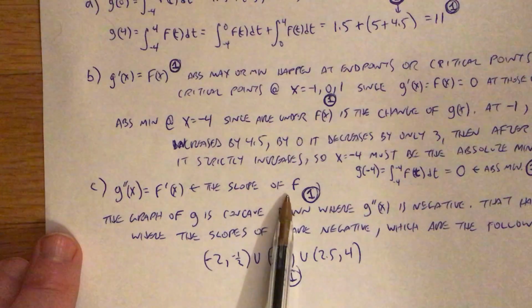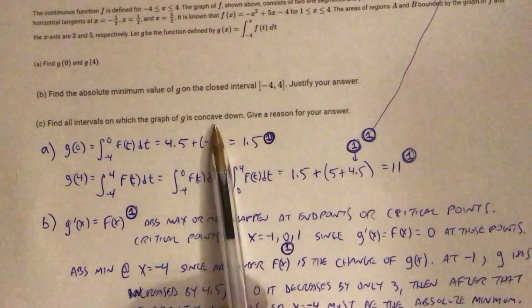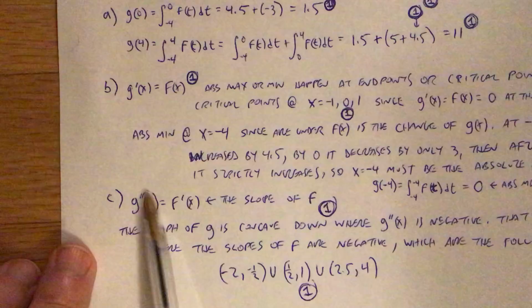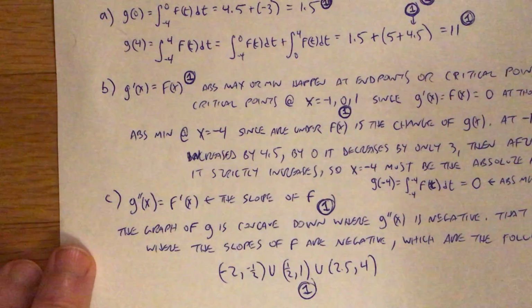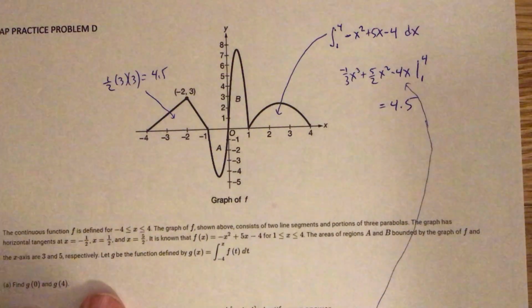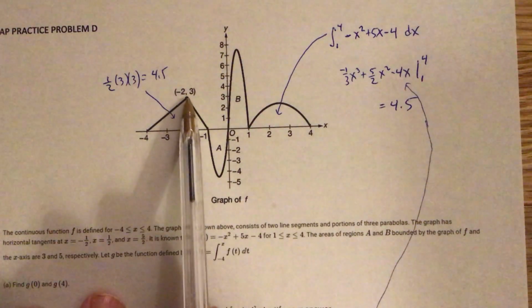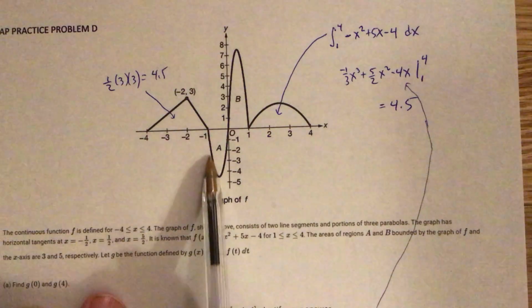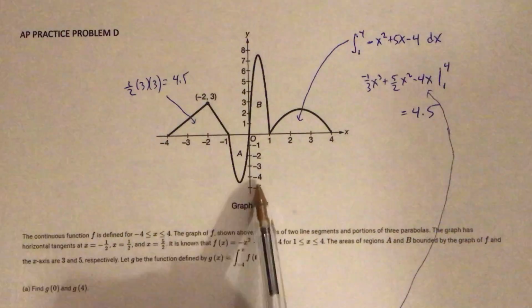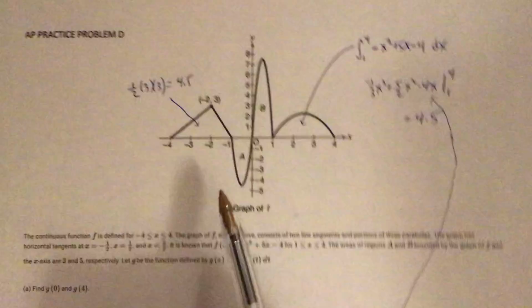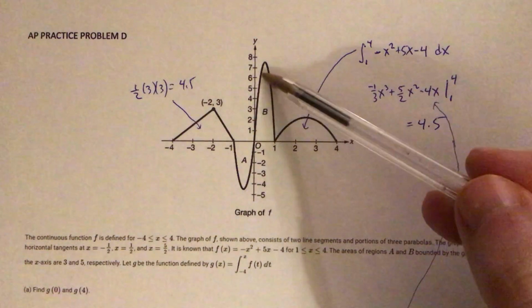So the slopes of f, basically, I want to know where g is concave down. I want to know where the second derivative is negative, which is basically where are the slopes of f negative? Well, f has negative slopes here and all the way up to this spot. Now you know why they told you this, because you need to know that this stops at -0.5. From here to here, it's got positive slopes.